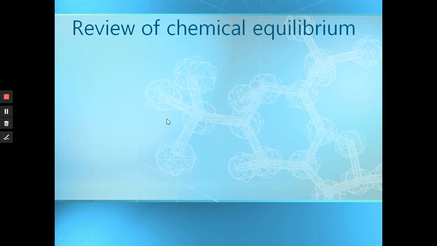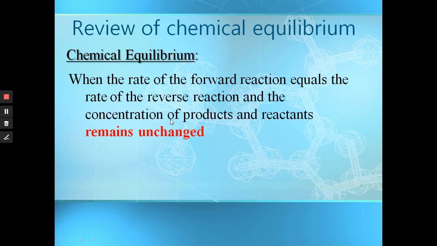Okay, so first of all, the review of chemical equilibrium. Let's go over the chemical equilibrium from last chapter. When the rate of the forward reaction equals the rate of the reverse reaction, and the concentration of product and reactant remains unchanged, this is when the chemical equilibrium is reached. For example, you have H2 plus I2, and then this is going to be creating HI, but at the same time, some of the HI produced is going to go back to the H2 and I2.